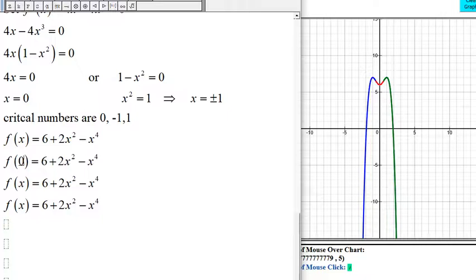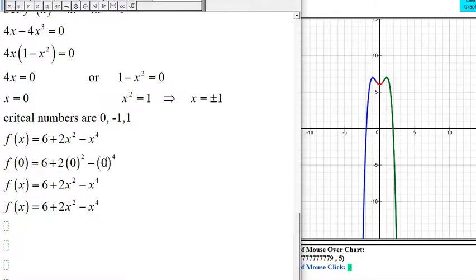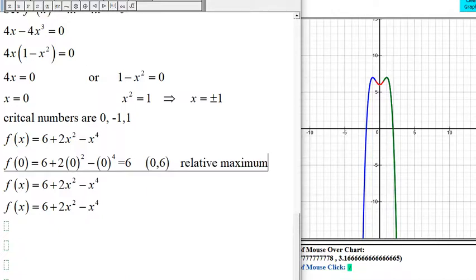So first let's do 0. So we have 0. So right here, when x is 0, this is equal to 6, so when x is 0, y is 6. And then if we look on the graph right here, 0, 6, that's why we have a relative maximum. So that's where the function has a relative maximum.